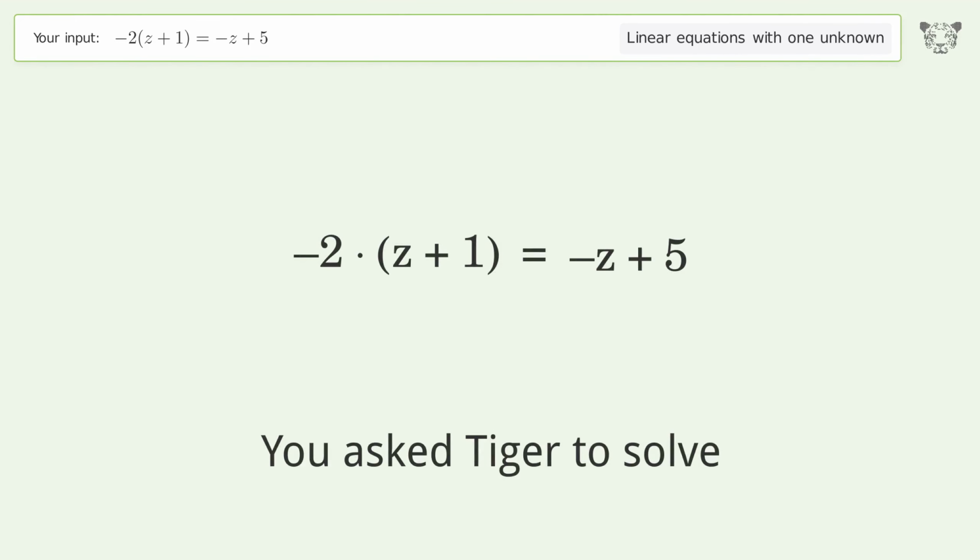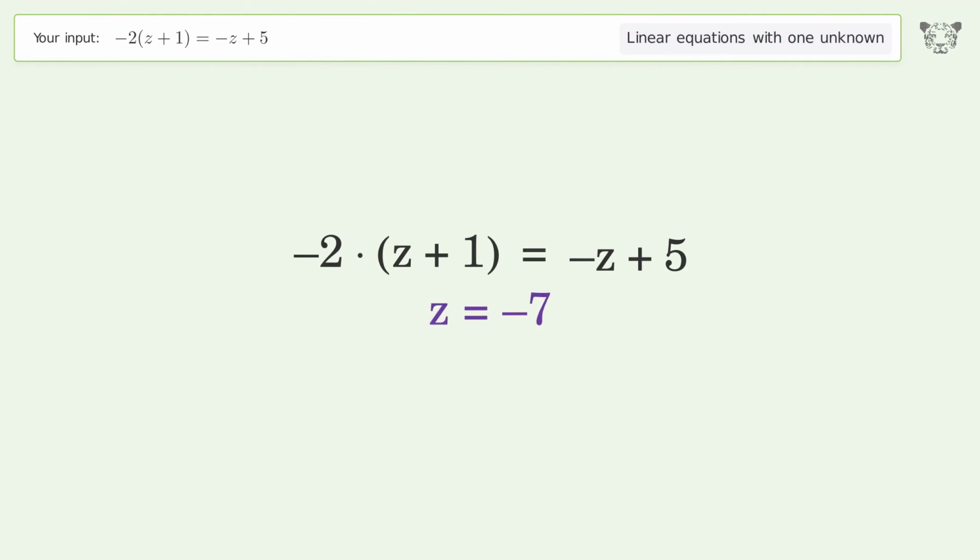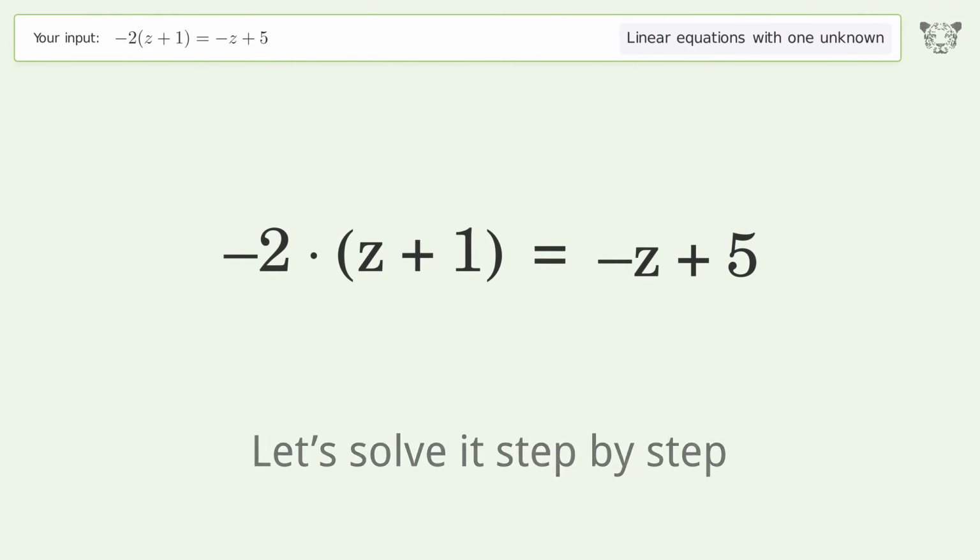You ask Tiger to solve. This deals with linear equations with one unknown. The final result is z equals -7. Let's solve it step by step.